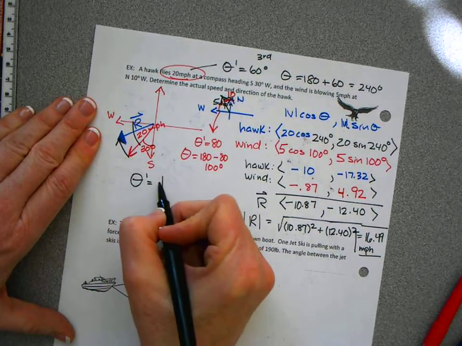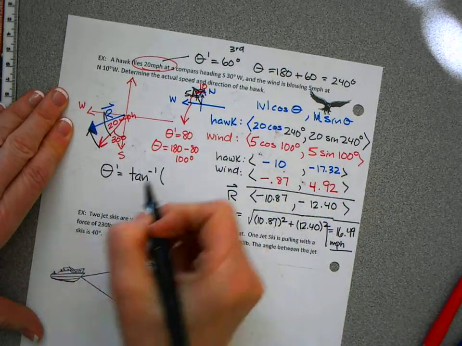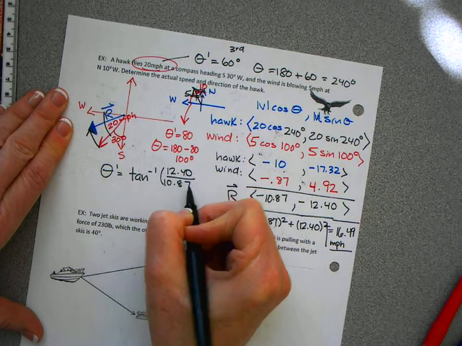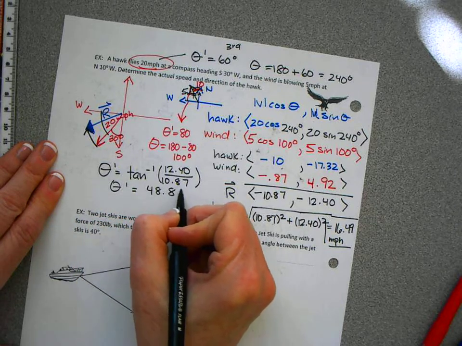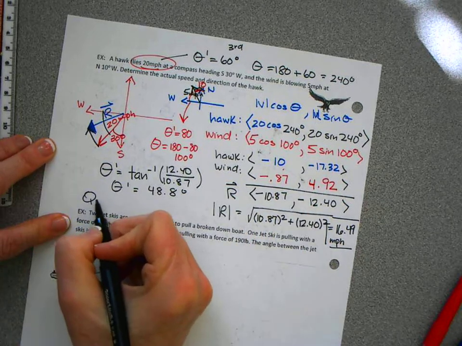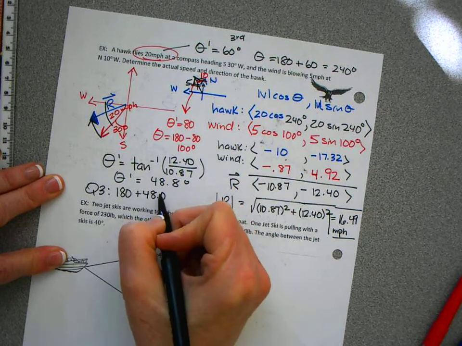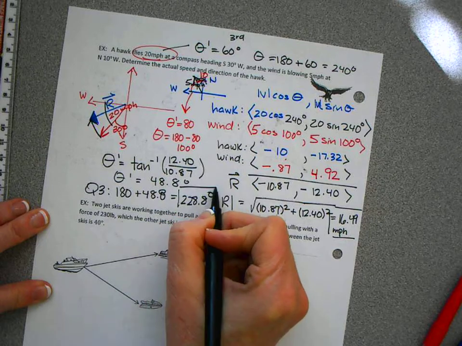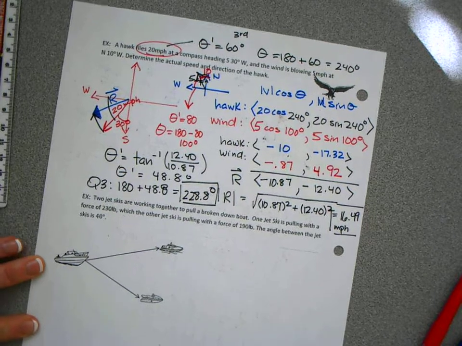Now I want the direction. Theta prime is equal to the inverse tangent of b over a. Worried about the positive values now. 12.40 over 10.87. Theta prime on my calculator is 48.8 degrees. But I'm not done. Negative, negative, so we're in quadrant 3. Rule for quadrant 3, 180 plus theta prime, which is 228 degrees. Magnitude and direction. All right, there's one.